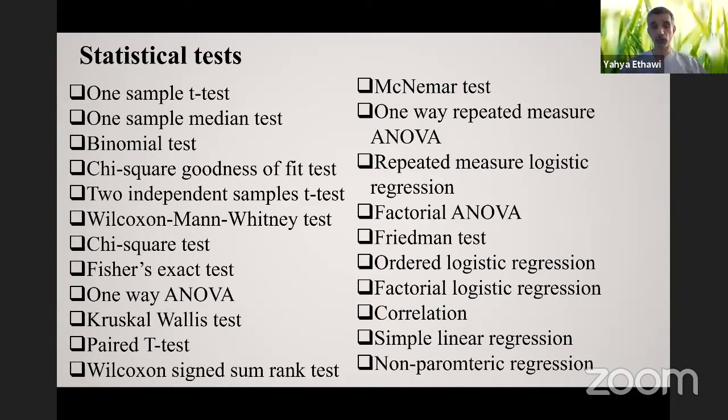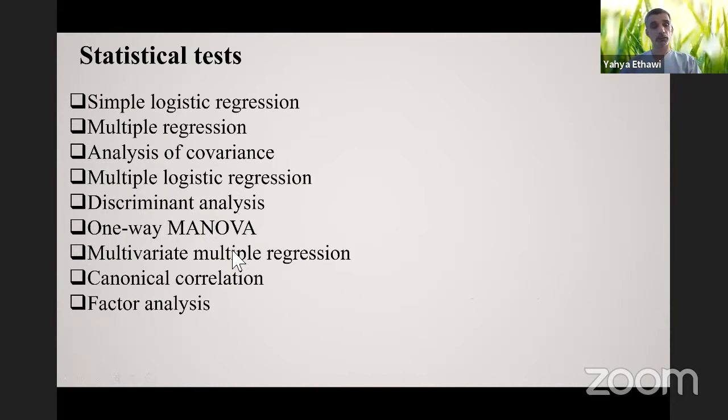Is it categorical or continuous? Is it dichotomous or ordinal, and so on? And how do you know that? You don't need to know that. You just put in your data and the system will tell you which test is best for you. Others are simple logistic regression, multiple regression, analysis of covariance, and so on. These are many types.